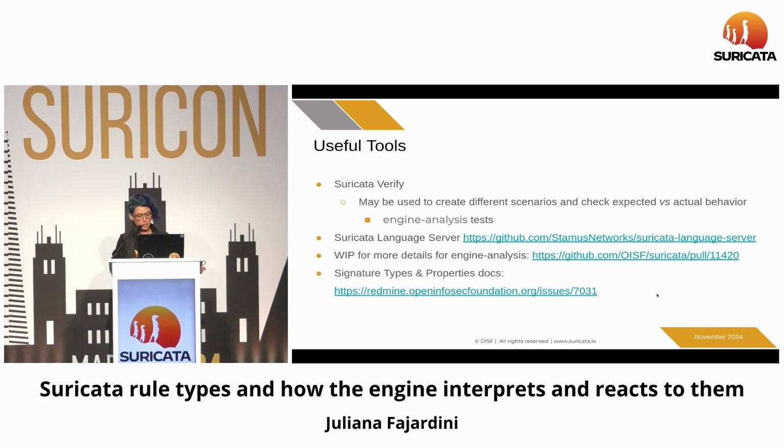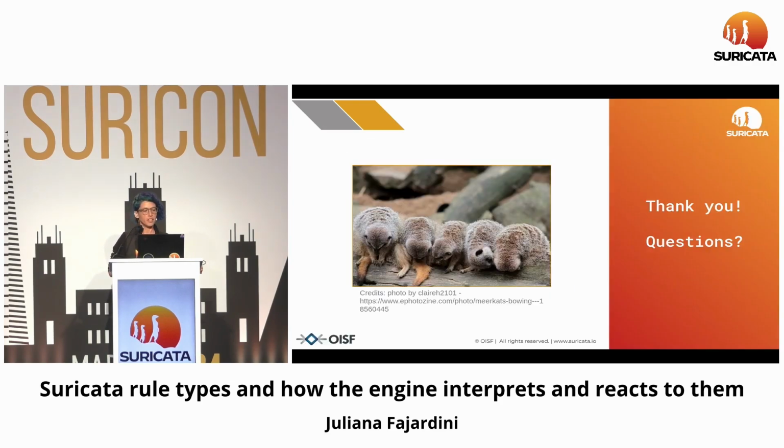The issue where we are tracking the rule types and properties documentation is 7031, in case you want to follow that. But I hope that before SuriCon is over, we will have that documentation merged. Phew. And I think that's it. Thank you. If you have any questions, Victor is there.